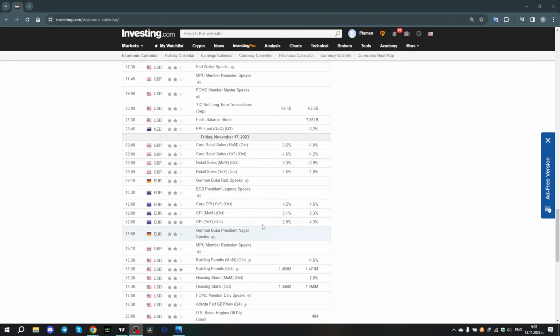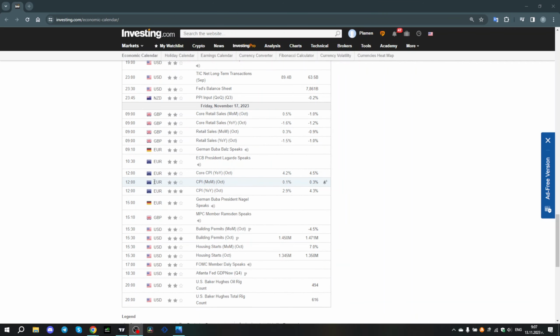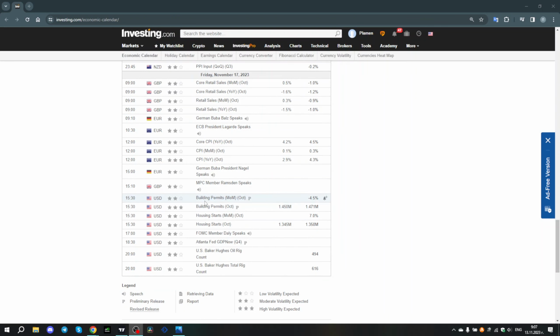Okay, and on Friday, we have the CPI for the Eurozone. Also, we have the retail sales for Great Britain, and look, we have the building permits and the housing starts for the United States. So on Friday, at around 15:30, probably some good movements are gonna happen.